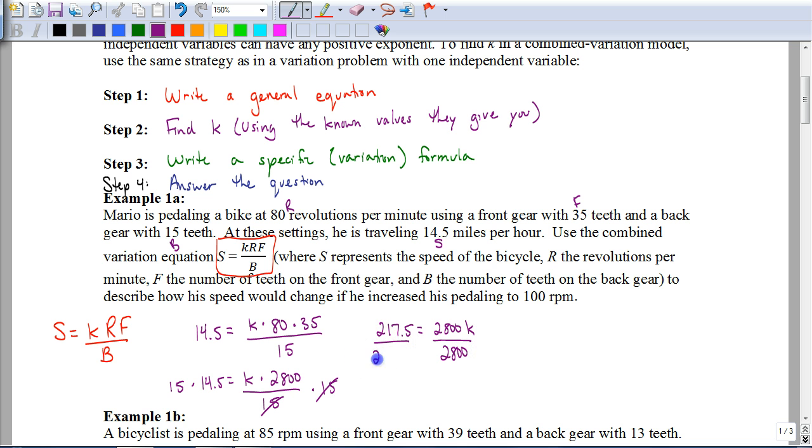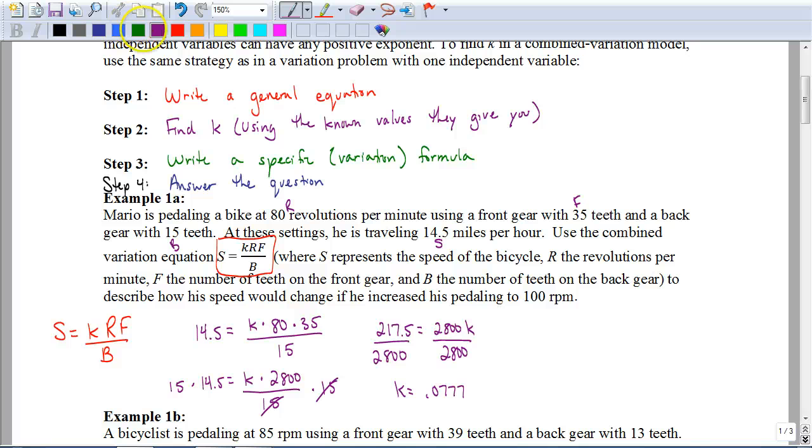Divide both sides by 2,800 to get the k by itself. And now I have k equals 0.0777. It keeps going, but remember, when we're solving these, we want to make sure that if I'm not at the end of the problem, which I'm not, I've just found out what k is, I don't want to round real close to the decimal. So I don't want to write this as 0.1 or 0.08 because doing so would result in having a less accurate final answer. Okay, so I'm done with step 2.